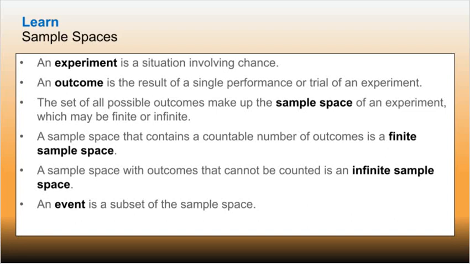When they talk about the sample space, they're just talking about what are all the possible outcomes you could have. A sample space that contains a countable number of outcomes is a finite sample space. So that means there's a limited number in the sample space that you could get. A sample space with outcomes that cannot be counted is an infinite sample space. That means your outcomes could go on forever. An event is a subset of a sample space. So when they're referring to an event, they're talking about a specific outcome you're looking for.